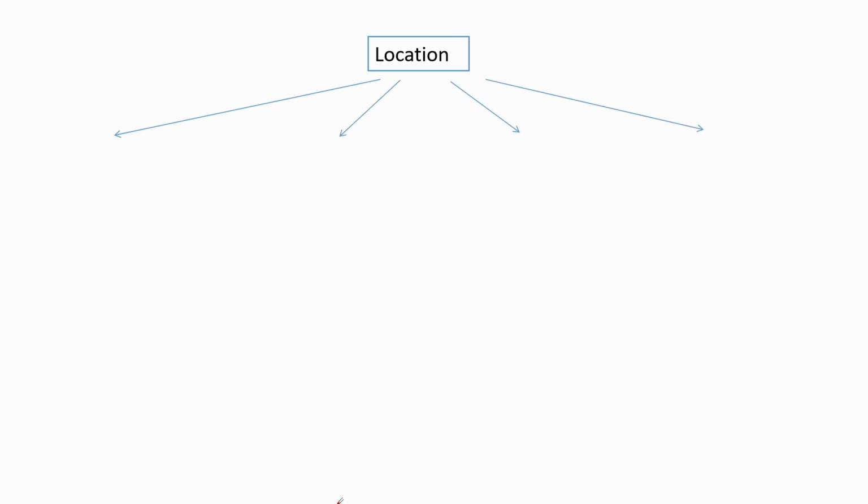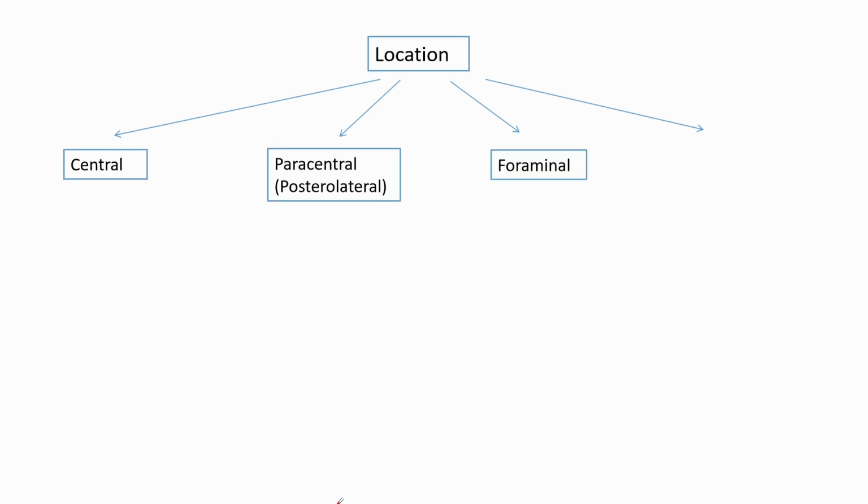Based on location, we have two systems of classification: the traditional system and the system given by the recommendation committee, which we talked about. The traditional one is commonly used, so we must know it. It divides based on location in the axial plane into central, paracentral or posterolateral, foraminal, and extraforaminal types.